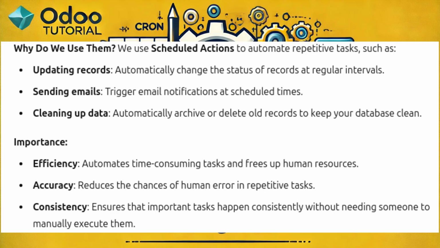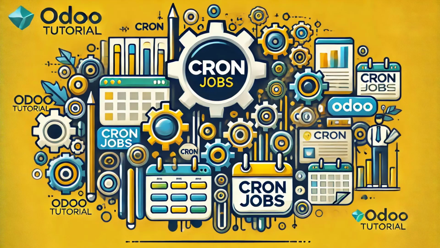So now let's dive into how we can set up a scheduled action in Odoo, and I will demonstrate how we can automatically update records using a cron job. Let's get started.